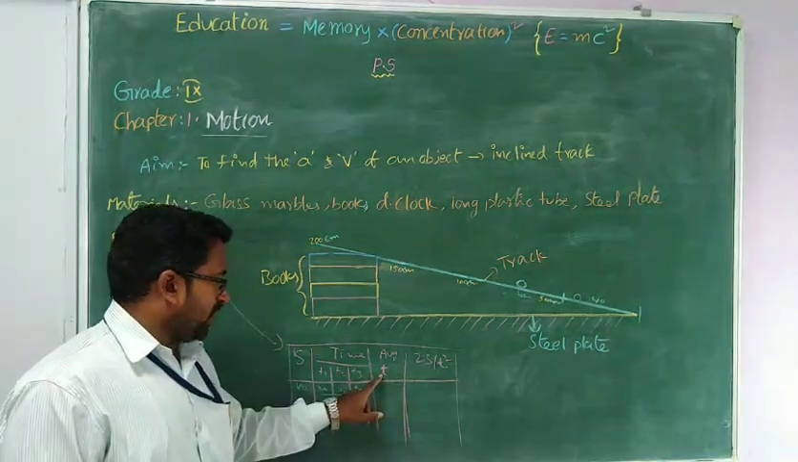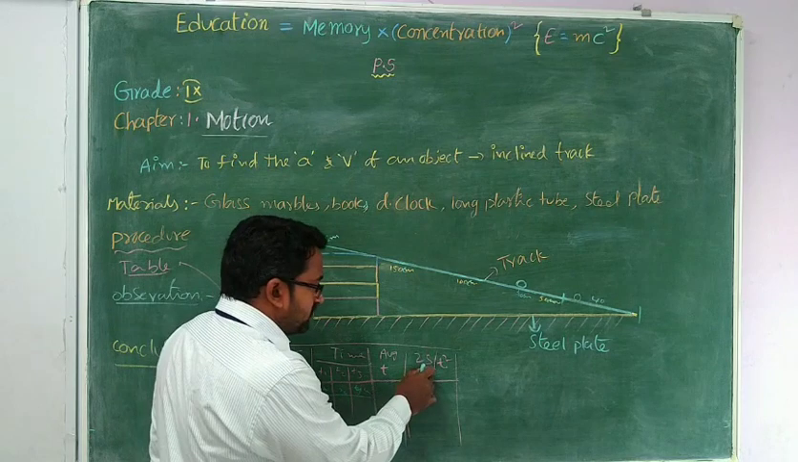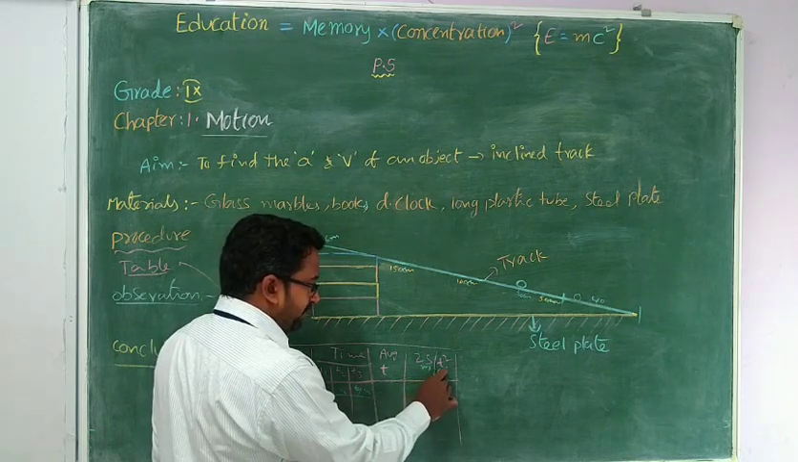Now you know the distance and you know the time, so substitute here. This is about distance, and the unit is meter per second square.